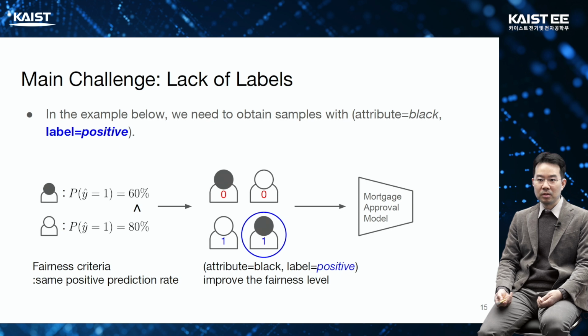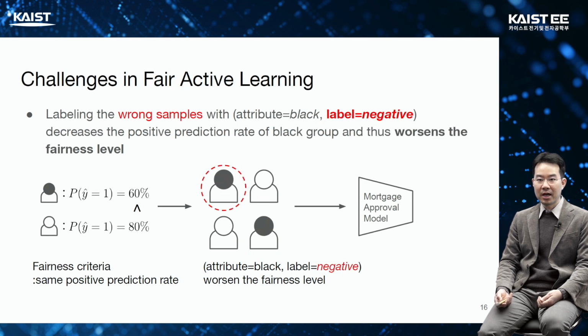So that's our goal, but the problem is that in an active learning setup, we do not know the labels in advance. And therefore, we might end up labeling the wrong samples that have a label that we do not want. For example, a black sample that turns out to have a negative label. This would actually decrease the positive prediction rate of the black group and thus worsen the fairness level, right? So the positive prediction rate, 60%, would actually go down.